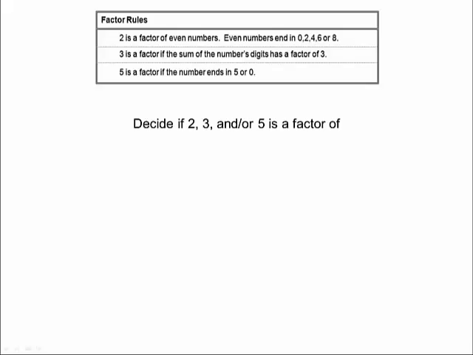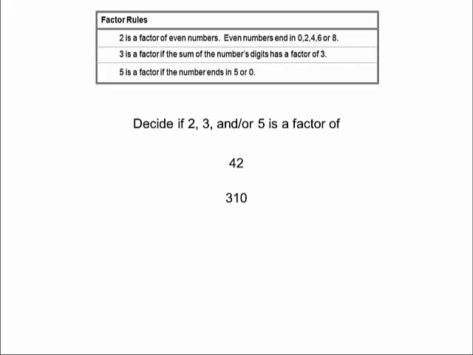I'd like you to decide if the numbers I show you next have 2, 3, or 5 as a factor. For instance, 42 would have a factor of 2 because it's even. It ends in a 2. It would have a factor of 3 because 4 plus 2 is 6, and 6 has a factor of 3. It wouldn't have a factor of 5 because it doesn't end in 5 or 0. What do you think of this number?